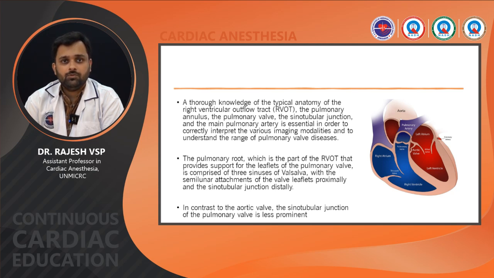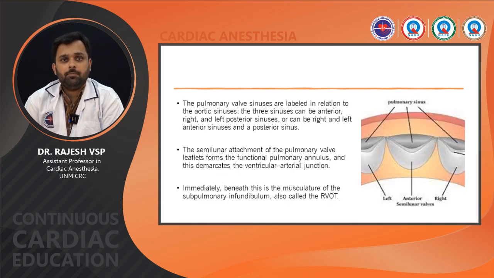The pulmonary root, which is the part of RVOT that provides support for the leaflets of the pulmonary valve, is comprised of three sinuses of Valsalva, with the semilunar attachments of the valve leaflets proximally and the sinotubular junction distally. In contrast to the aortic valve, the sinotubular junction of the pulmonary valve is less prominent. The pulmonary valve sinuses are labeled in relation to the aortic sinuses.